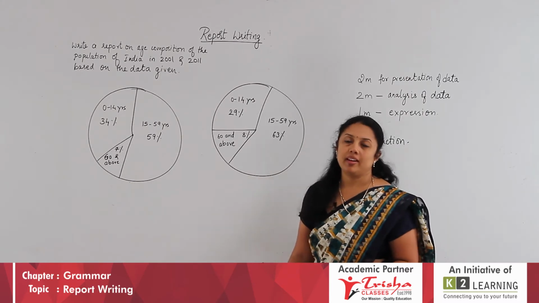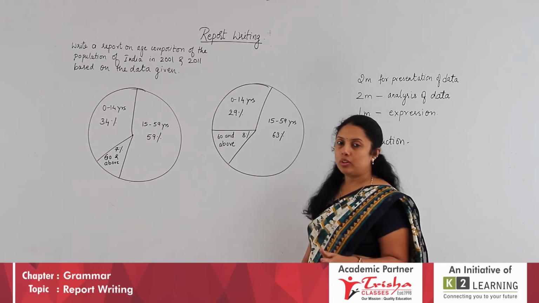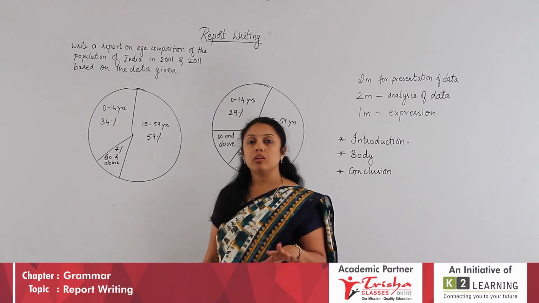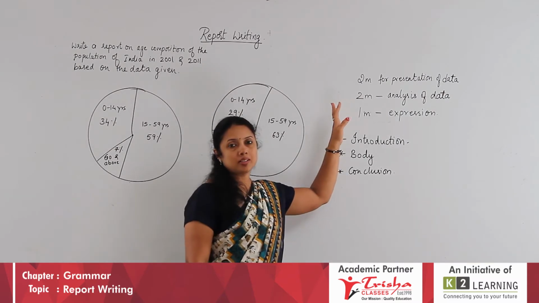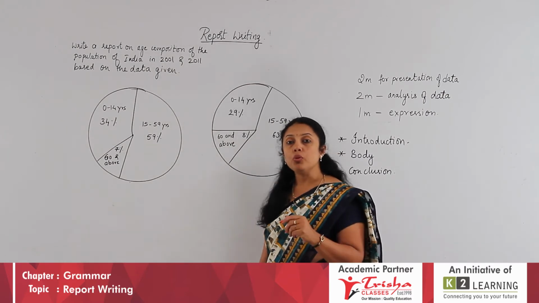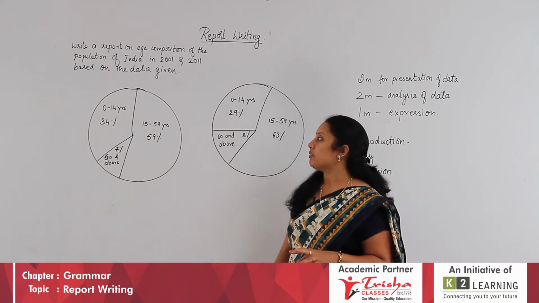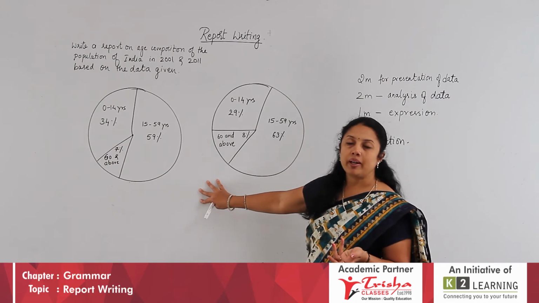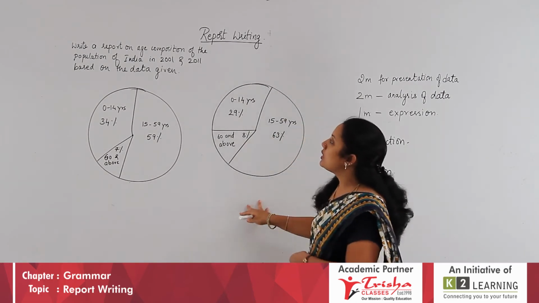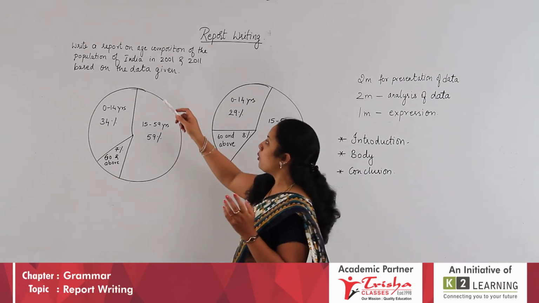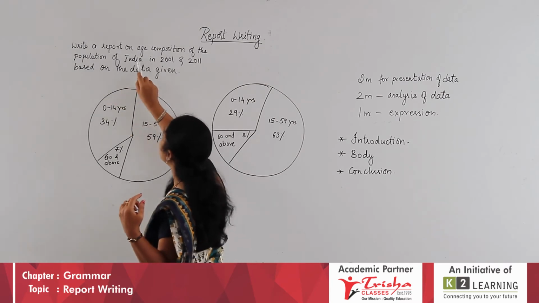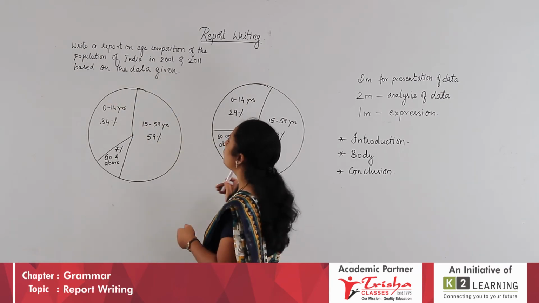Okay, now we have another example. I have made it more clear this time. I have written the complete question for you, and then I also have written the mark distribution for this one. So that will give you more clarity as to how you will have to write your paragraph. This pie chart over here, usually it is a comparison, okay? Comparison of these two charts. You have to write a report on age composition of the population of India in 2001 and 2011.